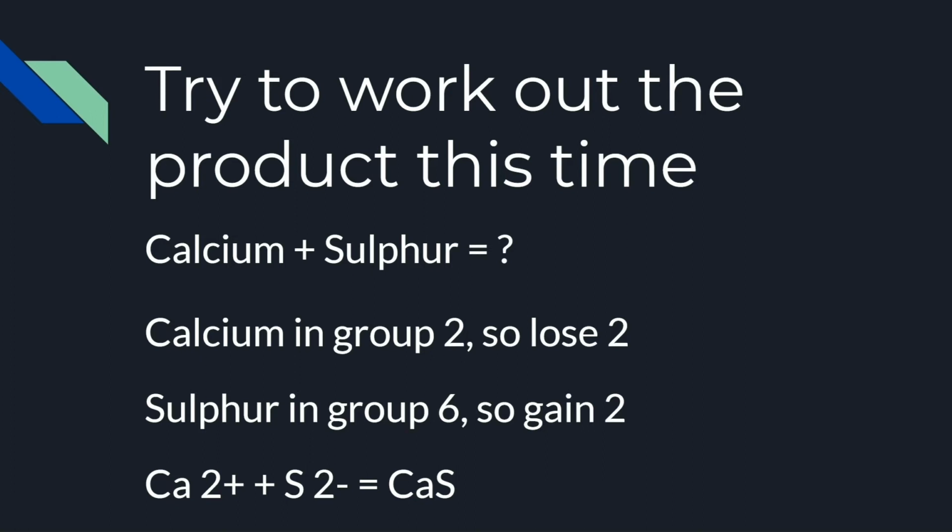We have calcium in group 2, so it has 2 electrons in its outer shell. In order to become a full outer shell, it has to lose 2 electrons. Sulfur, on the other hand, is in group 6, and it lacks 2 electrons to become a full outer shell, so it needs to gain 2. So we have calcium Ca2+ and S2- equals CaS. The reason it's 2+ is because calcium lost 2 electrons, and the reason it's 2- for sulfur is because sulfur gained 2 electrons.